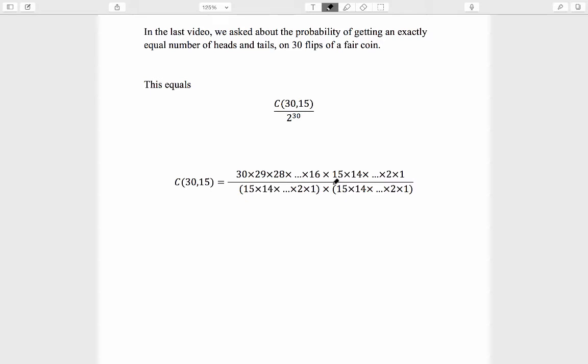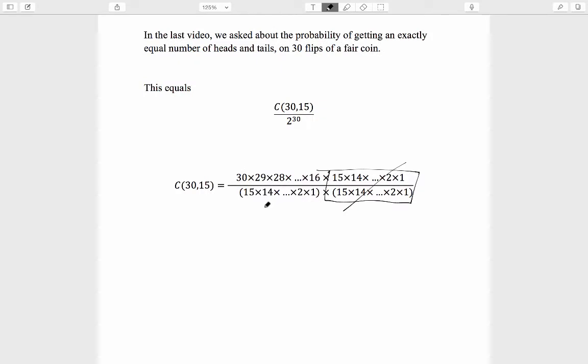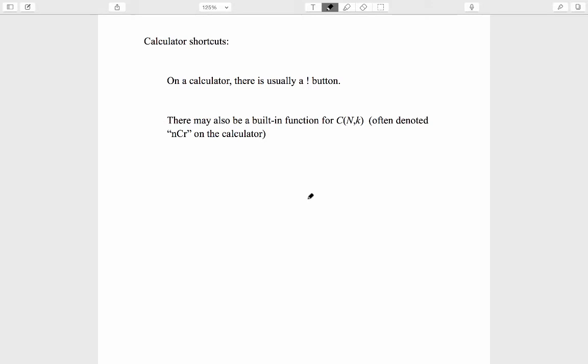And when you write it out, it does look a bit intimidating, even if there really is a bunch of cancellation here. In practice, you're going to do this on a calculator or a computer, so let's actually look at some shortcuts. On a calculator, there is usually a factorial button. You might have to search for it a bit. Sometimes there's a button for math-related functions, sometimes there's a button for probability-related functions, and somewhere inside the menu there's an option for factorial.